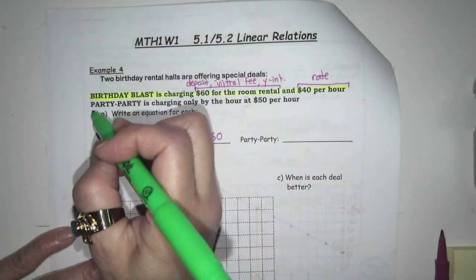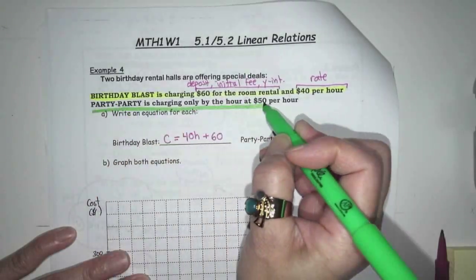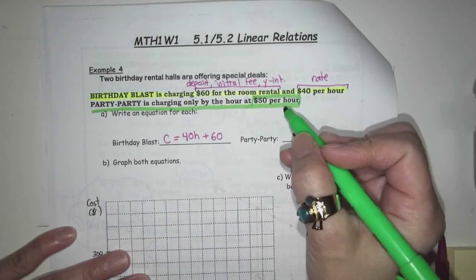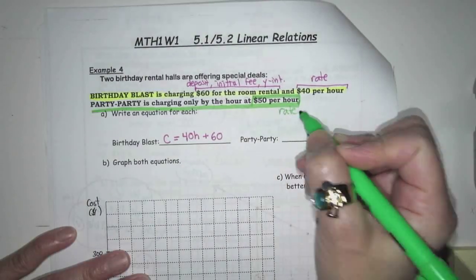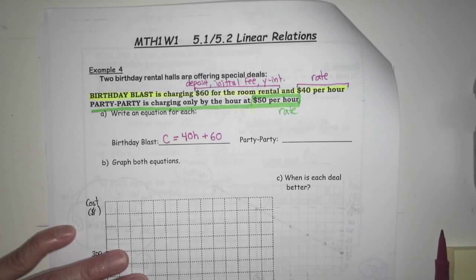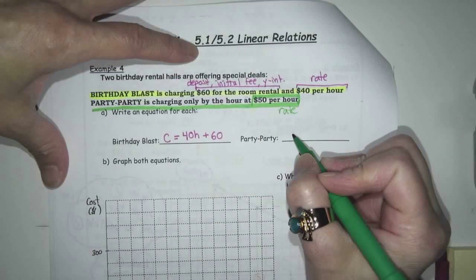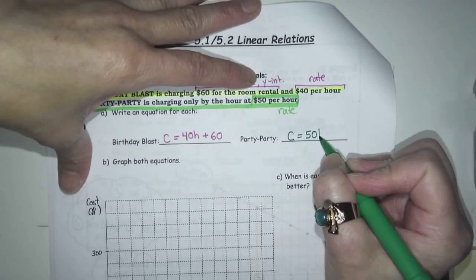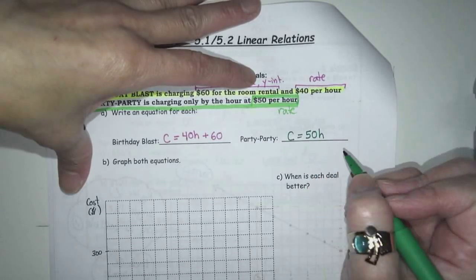Party is charging only by the hour. So it's $50 per hour. That's just a rate. The rate is 50 per hour. So the charge for this one would just be 50 for each hour, and there's no initial fee or anything like that.